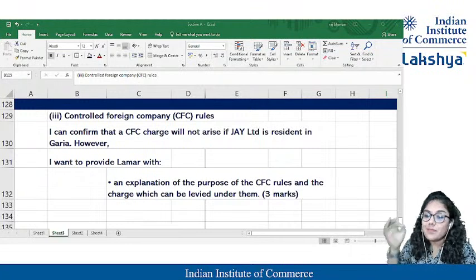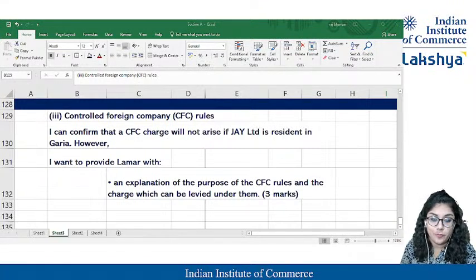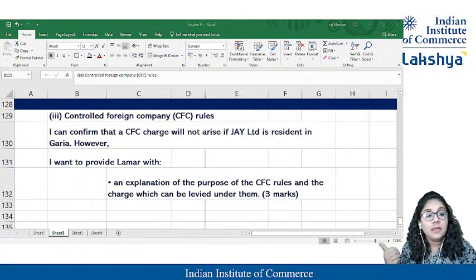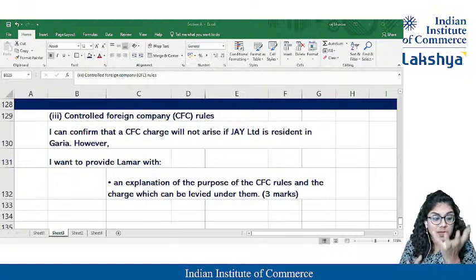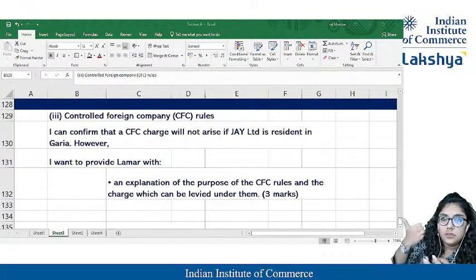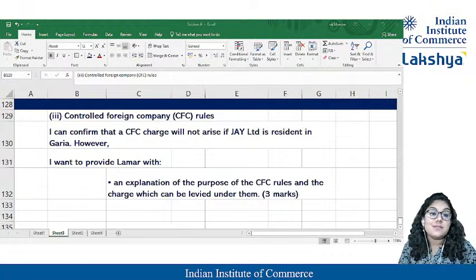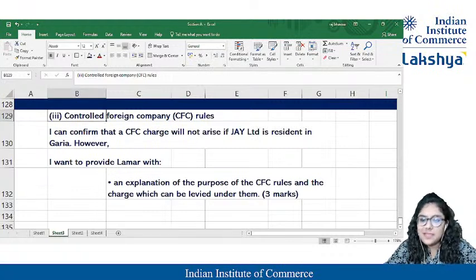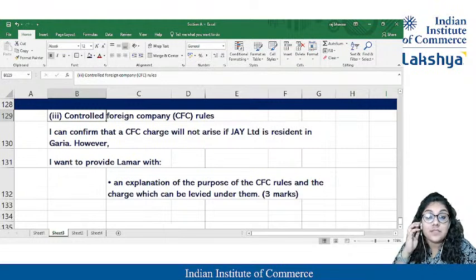Okay, a CFC is subject to a UK tax on the profit of the non-resident company's share. So that means if you are a resident, it's okay. If you are a resident but you want to be a non-UK company there, then these rules are going to be applicable. So yeah, they have told us that CFC rules are there.